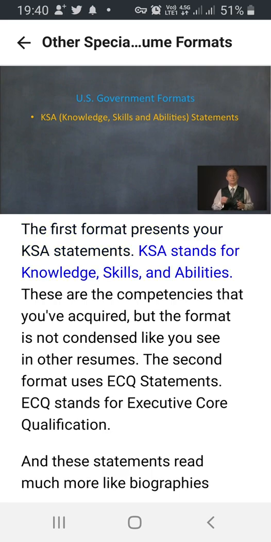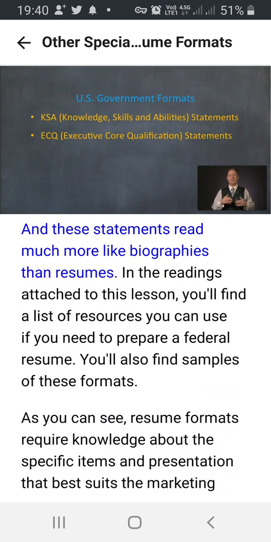KSA stands for Knowledge, skills, and abilities. These are the competencies that you've acquired, but the format is not condensed like you see in other resumes. The second format uses ECQ statements. ECQ stands for Executive Core Qualification, and these statements read much more like biographies than resumes. In the readings attached to this lesson, you'll find a list of resources you can use if you need to prepare a federal resume. You also find samples of these formats.